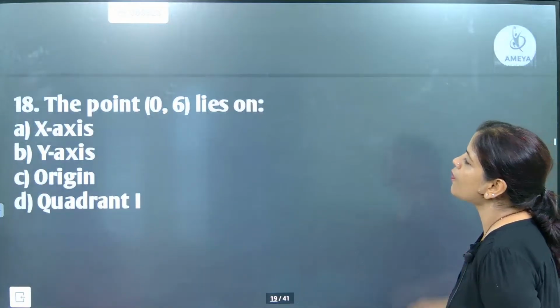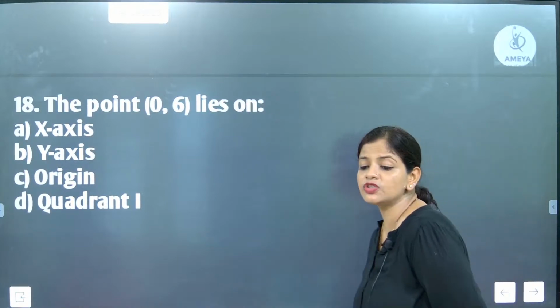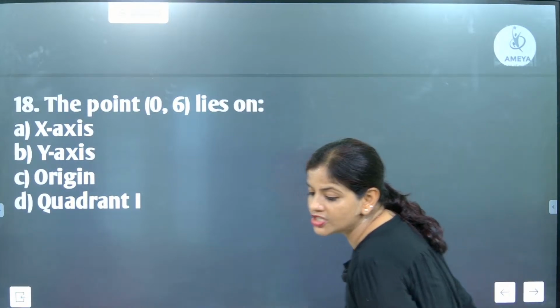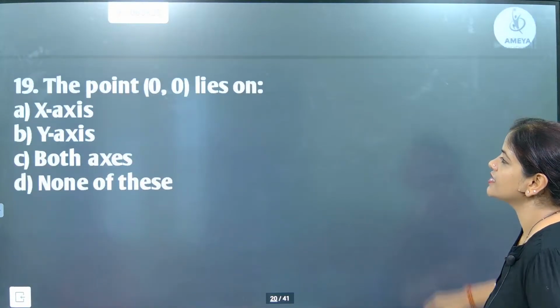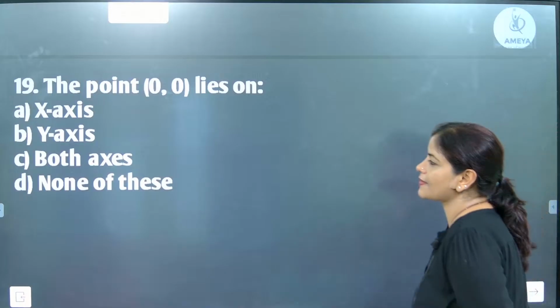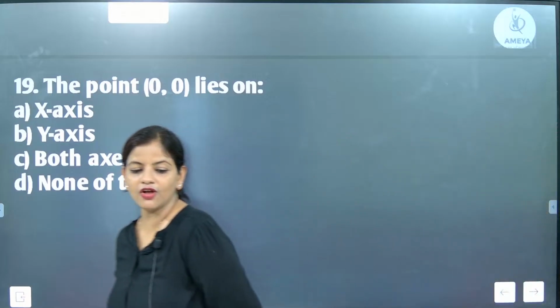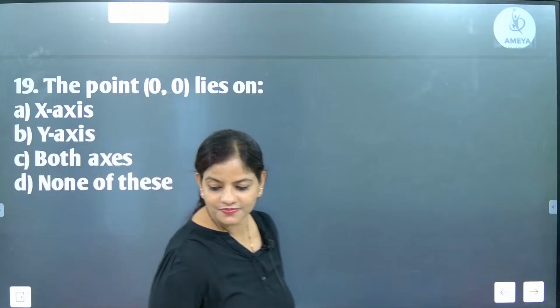Now look at the point (0, 6). Positive of the y-axis or negative of the y-axis? Positive of the y-axis. It is the positive of the y-axis. It is lying on which axis? Both axes or none of these? This is a diplomatic question. Come on, answer this question.